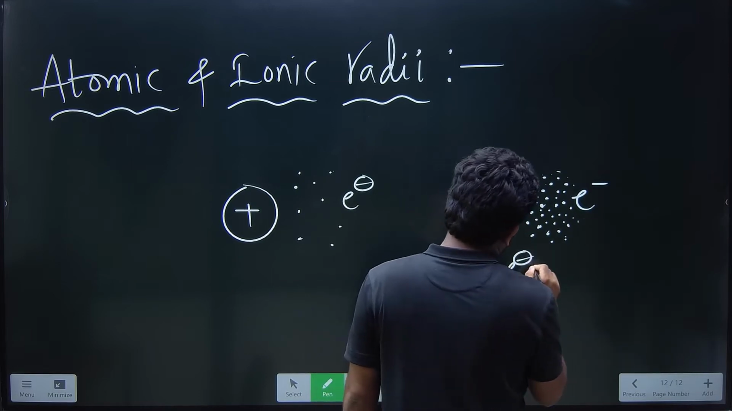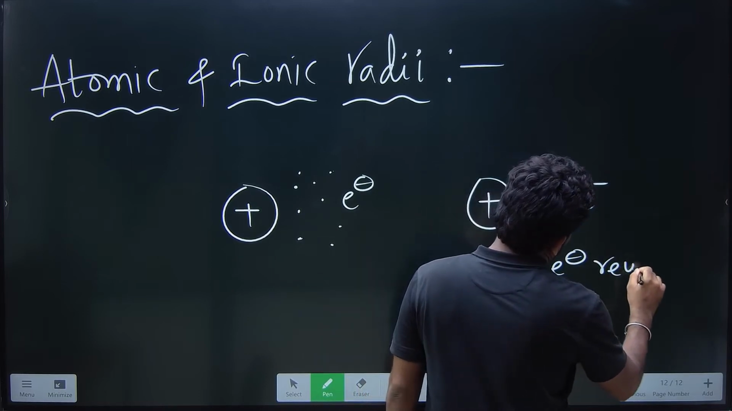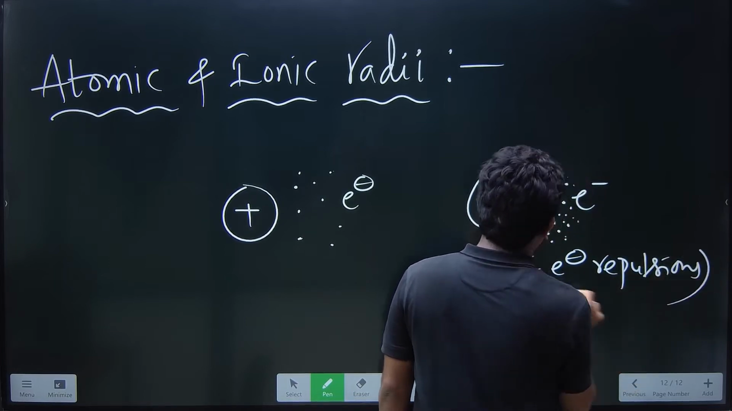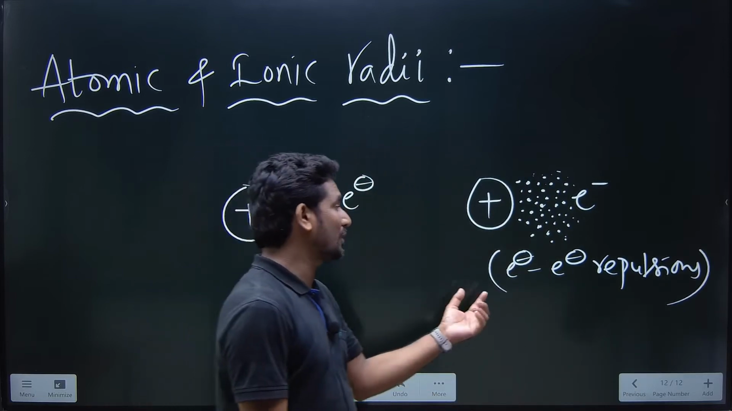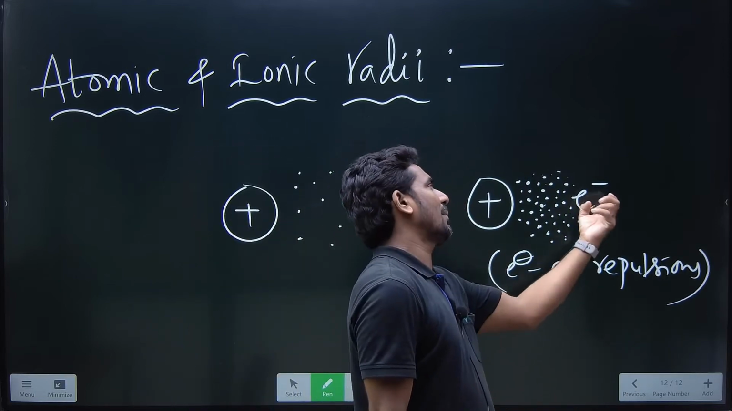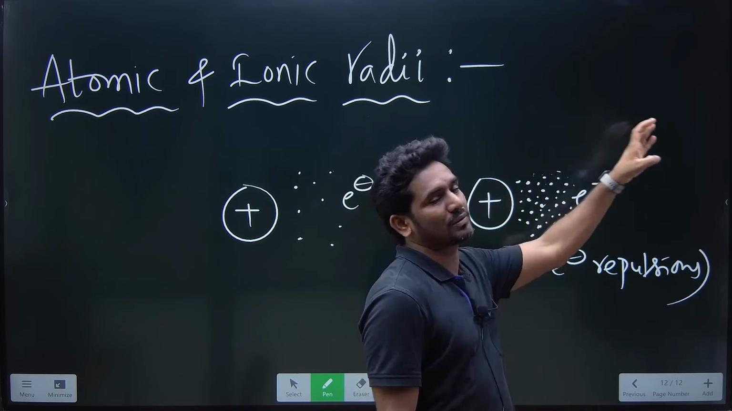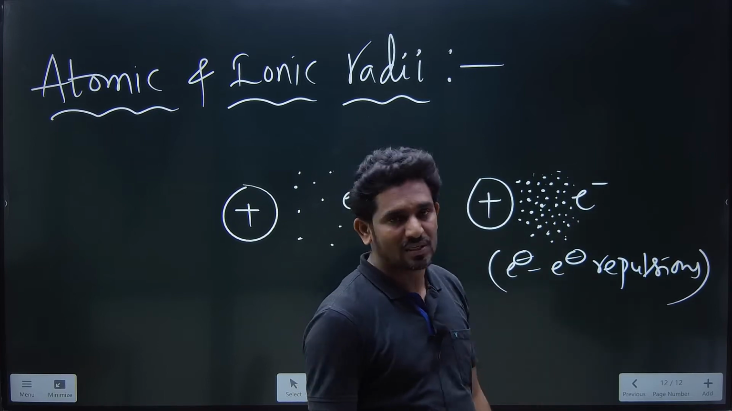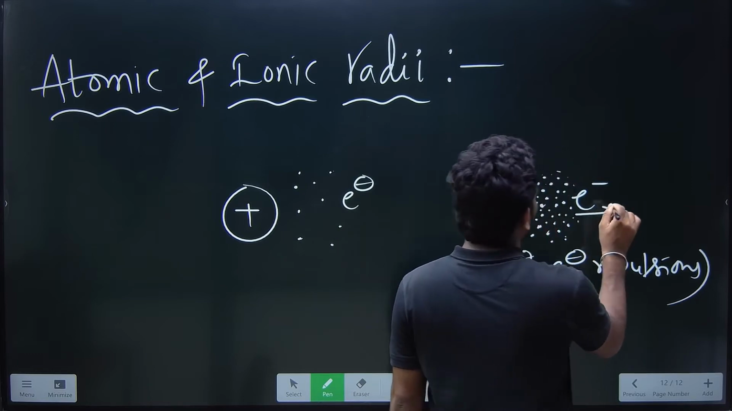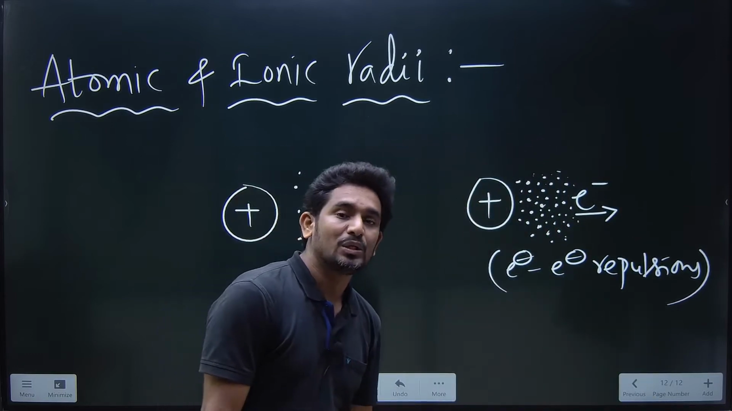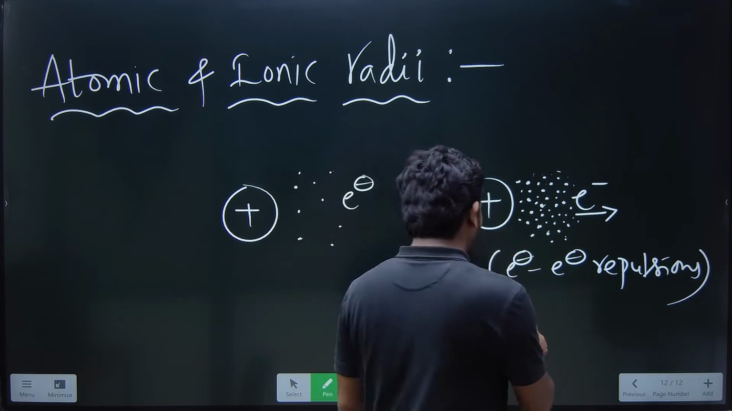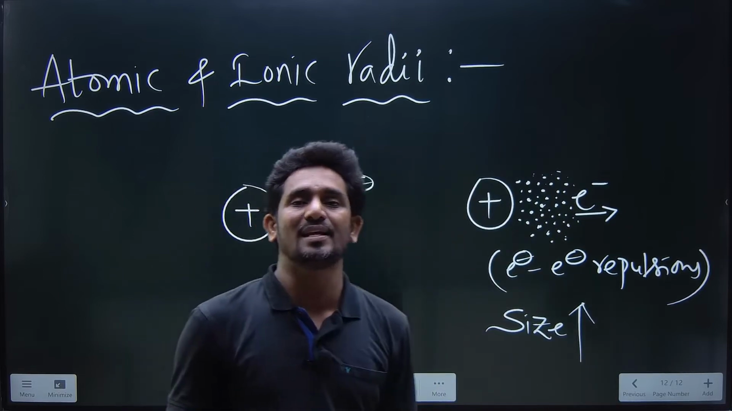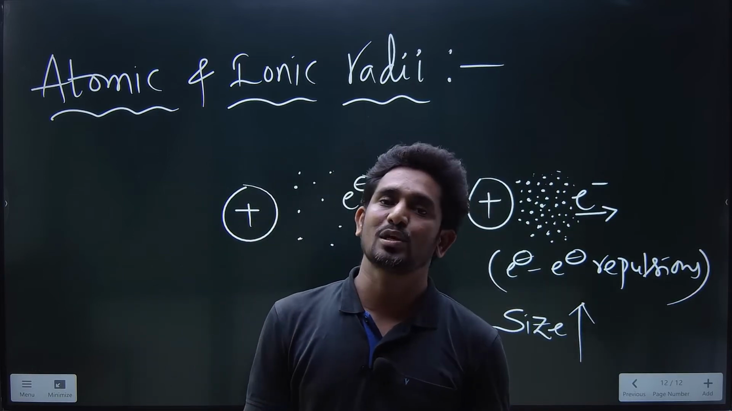Electronic repulsions take place. So due to this electronic repulsion, will this electron come inside or go outside? To get stability and minimize the repulsions, it will move away from the nucleus. So what happens to the size? Size increases. The radius also increases.